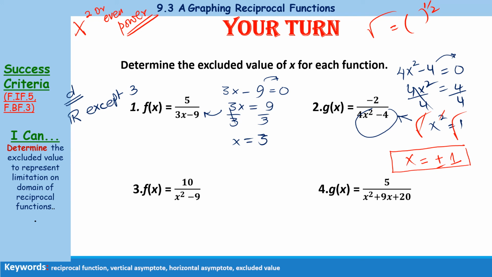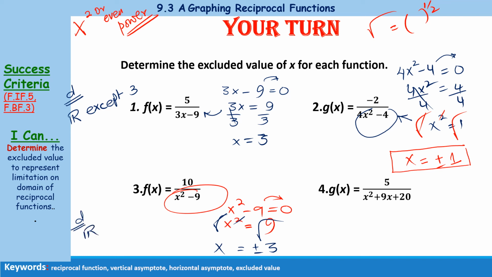Now solve the third question. x squared minus 9. Make the equation equal to 0. Solve for x the same way we did before. Bring the negative 9 to the other side. It makes it positive. Remove the square from one side, and you will get the x value. Again, 2 is an even number, so the answer will be on the positive and negative side. The square root of 9 is plus or minus 3. Now the excluded values are positive 3 and negative 3, and the domain is all real numbers except negative 3 and positive 3.